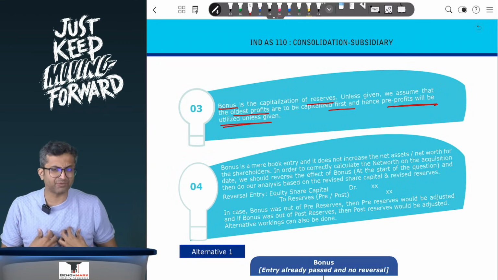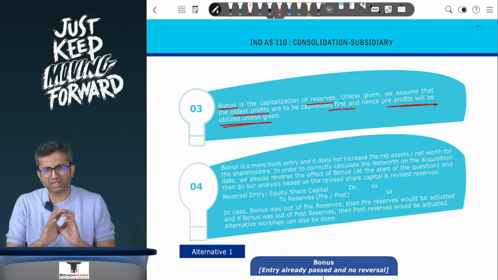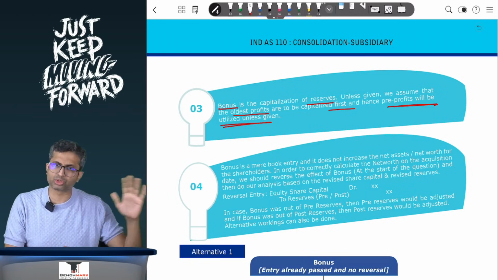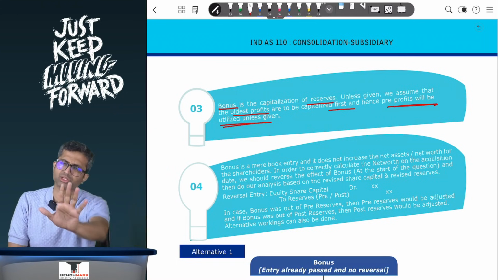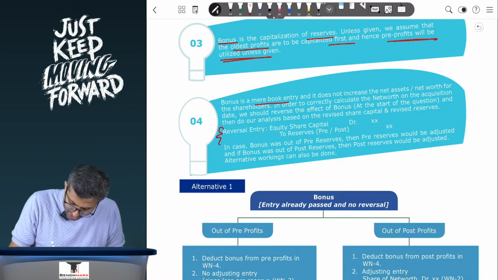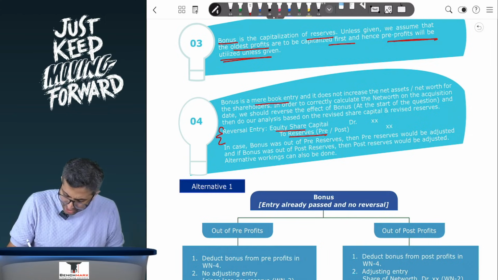Though if I were to solve a paper, I would say that I will reverse the effect for bonus. If the entry of bonus was already passed, I will reverse the effect and do the working. That is a much easier way to do. So bonus is merely a book entry, and hence a reversal entry can be passed. Share capital account debit to reserves.